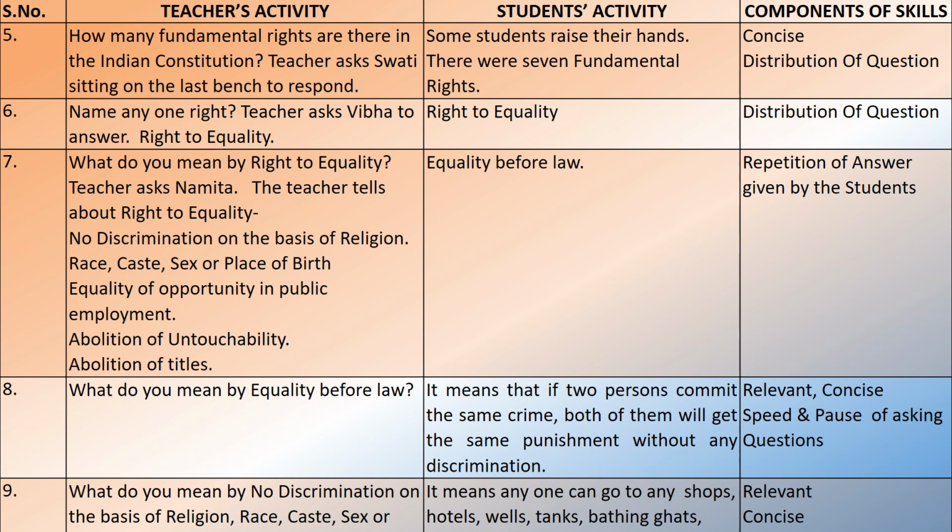The teacher will ask, what do you mean by no discrimination on the basis of religion, race, caste, sex, or place of birth? The teacher asks Radha to answer. Radha answers that it means anyone can go to any shops, hotels, wells, tanks, bathing ghats, roads, etc. The component used is relevance and conciseness.